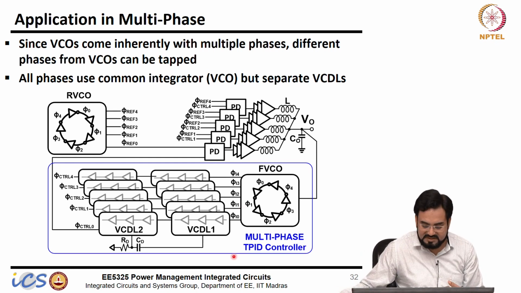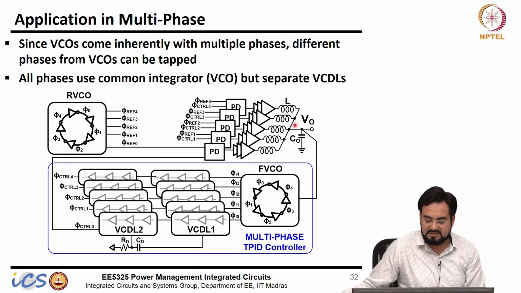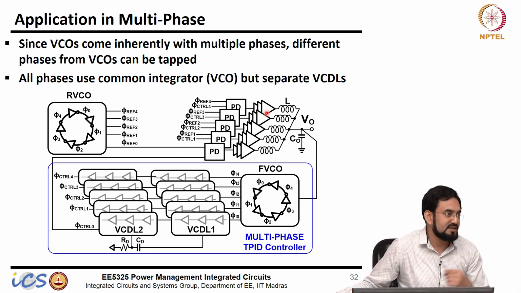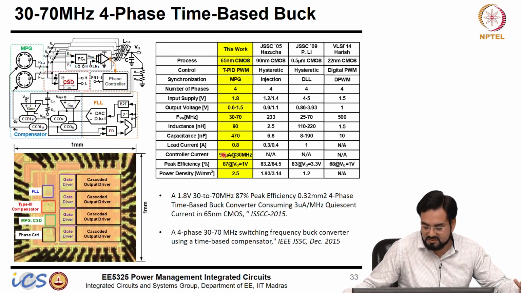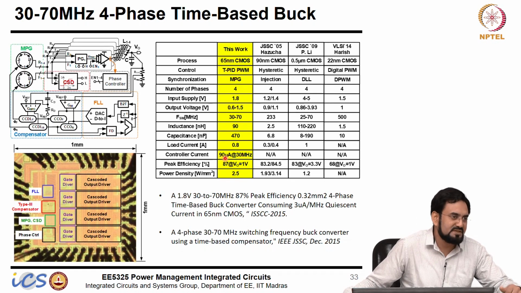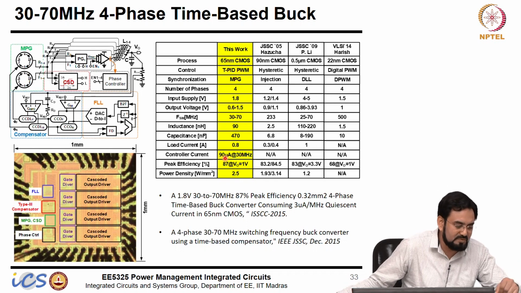All you need is to put the same copy of the VCDL1, VCDL2, and replicate them and feed them different PFDs, and that will drive your power stage. That's it. So this one we took up to 70 megahertz, 4 phase time-based work, with peak efficiency of 87%. Since we are using more phases, the power consumption at 30 megahertz is 90 microamp. So per phase it's roughly 3 microamp, which is almost similar to the previous one, where we had 2 microamp, it's 3.